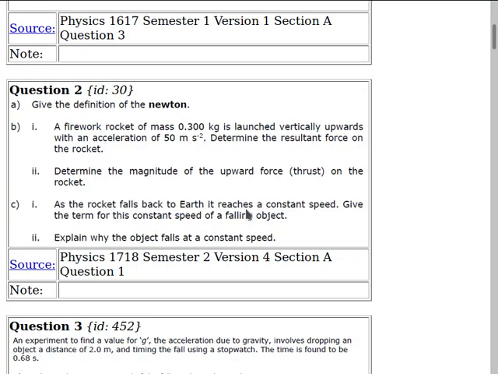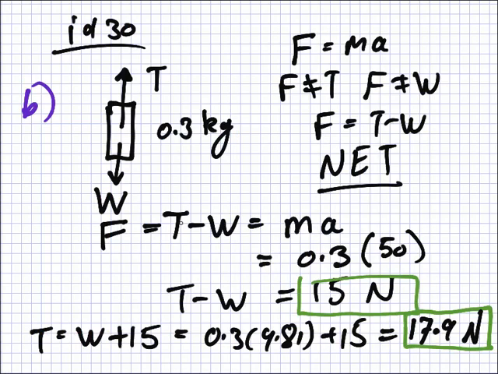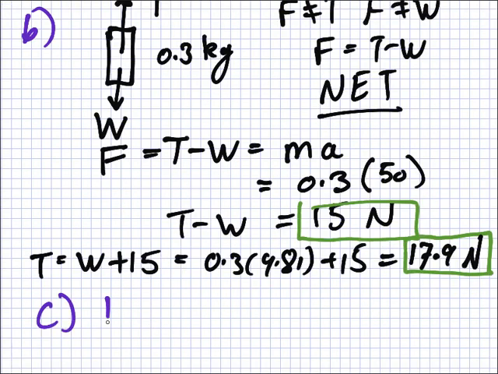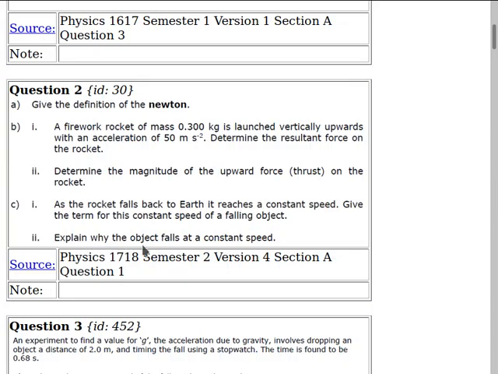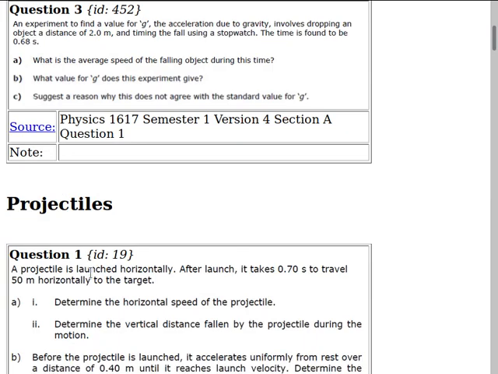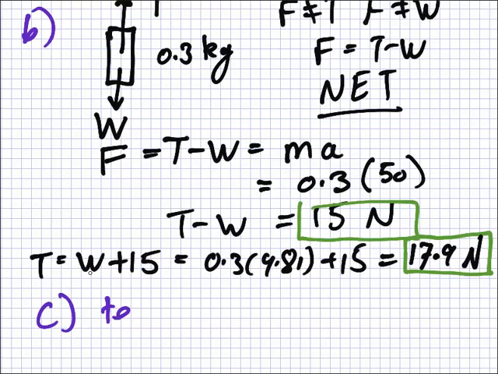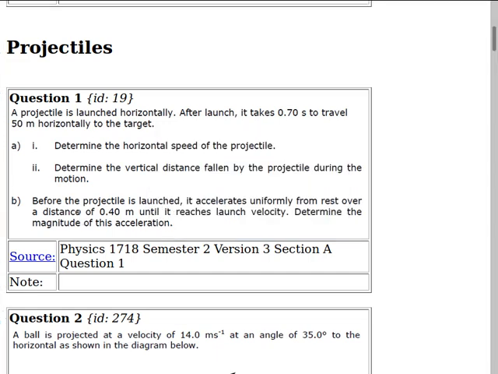As the rocket falls back to Earth, it reaches a constant speed. Give the term for this. Terminal velocity. And explain why the object falls at a constant speed. So drag equals thrust. Or in this case, it would be drag equals weight. Okay, are we happy with all the homework then? Yeah, good. The next lesson is a hard one. Let's close this.